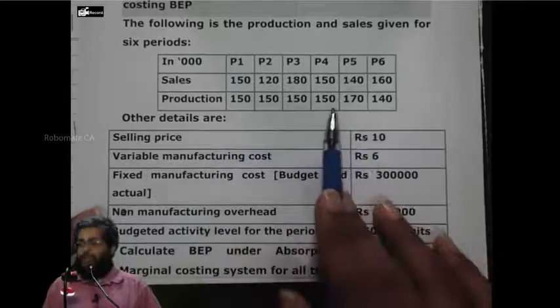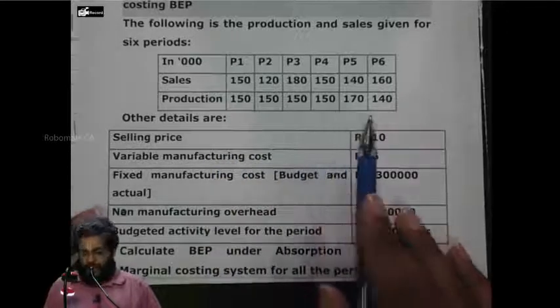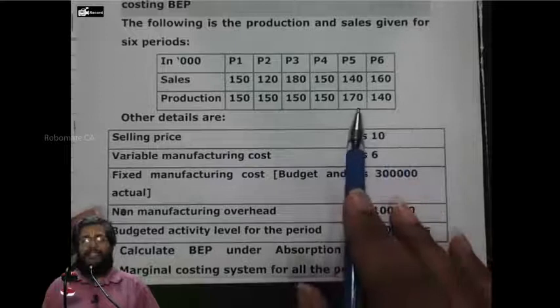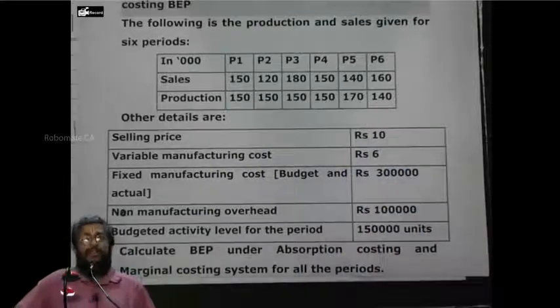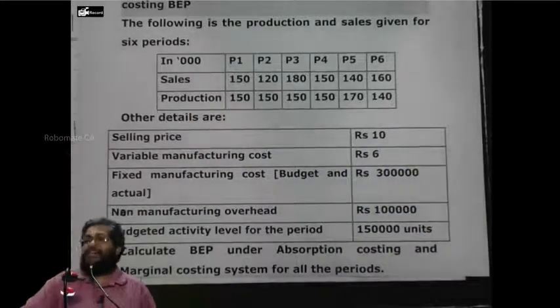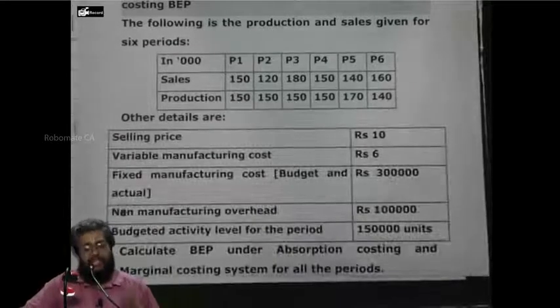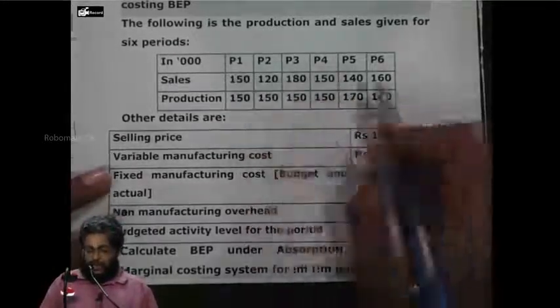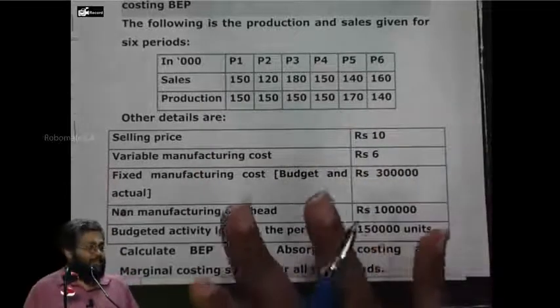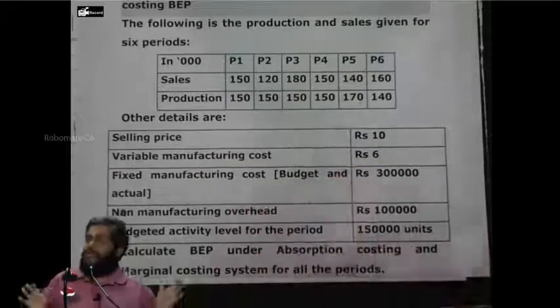In years 1, 2, 3, 4, it is 1,50,000 production. In years 5 and 6 the production is going to be 1,70,000 and 1,40,000. So sales is irrelevant because the question is all about calculating sales at which the profit is 0. So don't get confused by the first part of the question or the first number. It is given only to confuse you. Everybody, can I start or not?